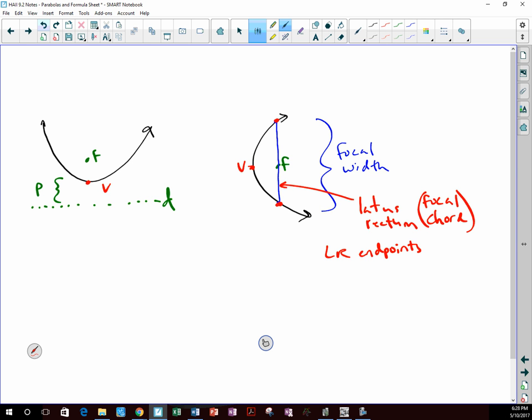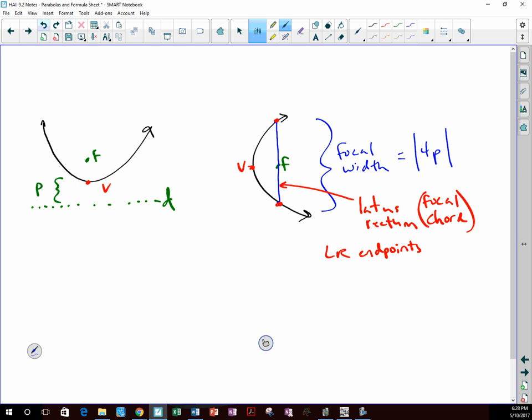Latus rectum sounds like you're more intelligent when you say that, so we say that more often than focal chord. But here's what's important. The focal width, or the length of the latus rectum, the length of that focal chord, the focal width is 4p. It's really the absolute value of 4p because it's a distance. That width is 4p, which we're going to see is also a part of our equation.